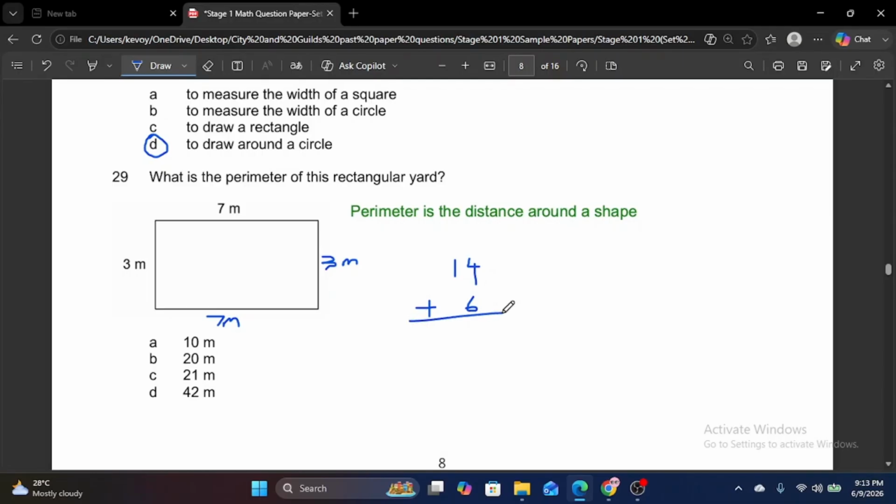Add that together, you get 6 plus 14, I know that's 20. Yeah, because 6 plus 4, that's going to be 10, and the 1 plus the 1 is 2, so that's 20. Alright, so 20 meters, and that's your answer. Moving right along.